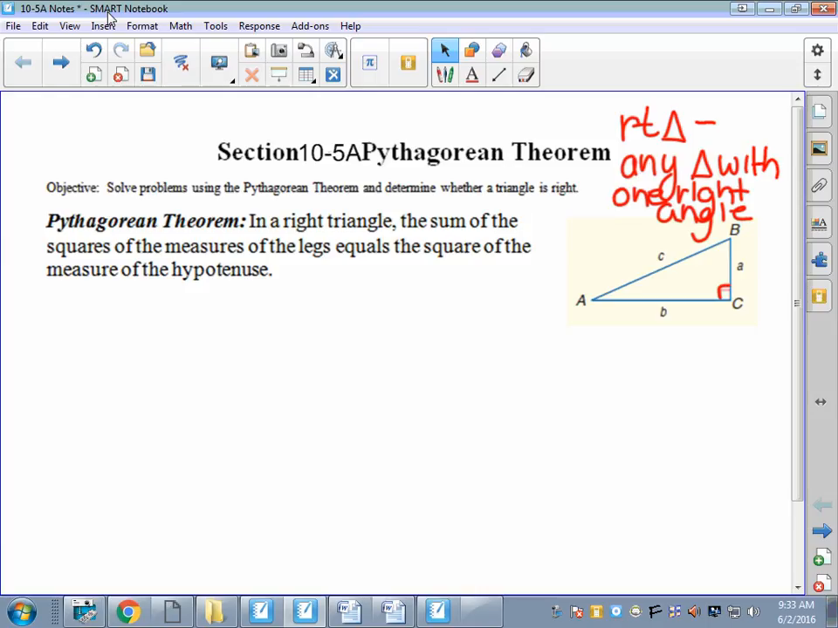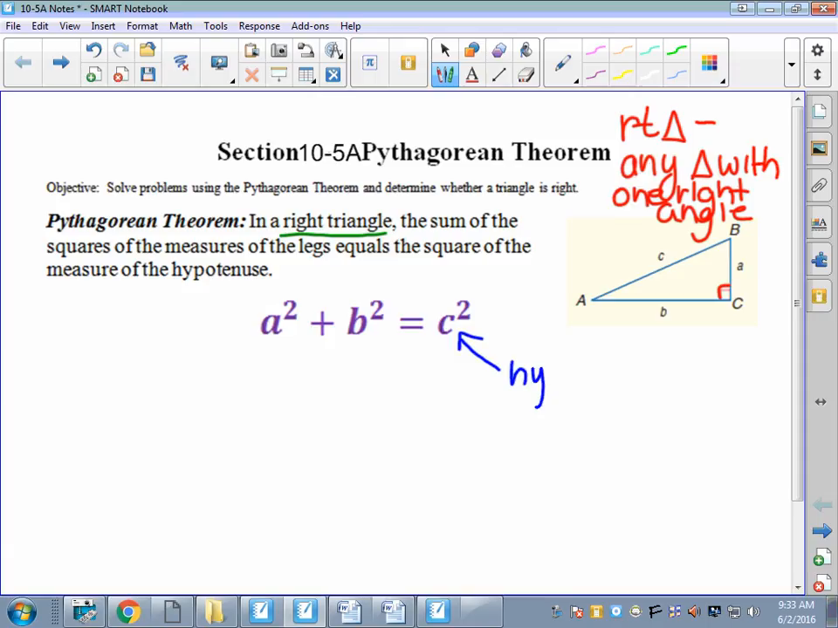So the Pythagorean theorem says in words, I didn't want you to write this out, in a right triangle, only a right triangle, the sum of the squares of the measures of the legs equals the square of the measure of the hypotenuse. Or, in easier terms, a squared plus b squared equals c squared. The c squared is always the hypotenuse, the longest side, opposite the right angle.